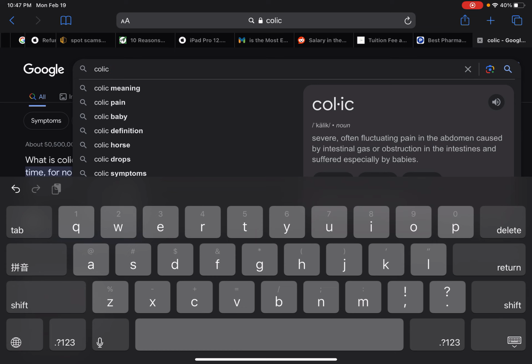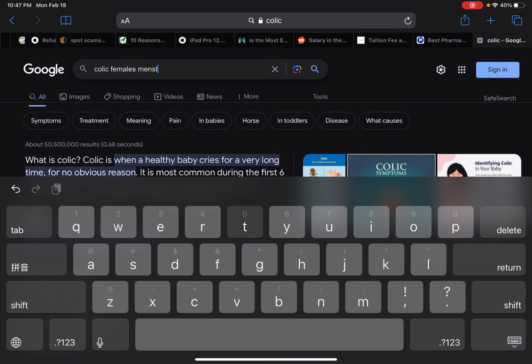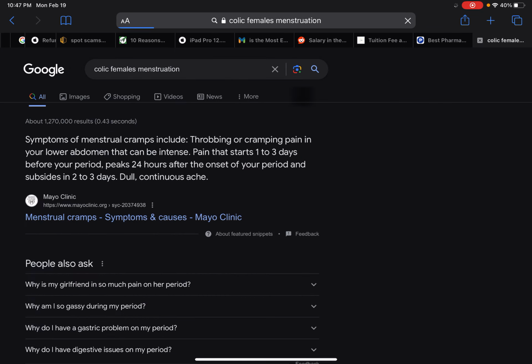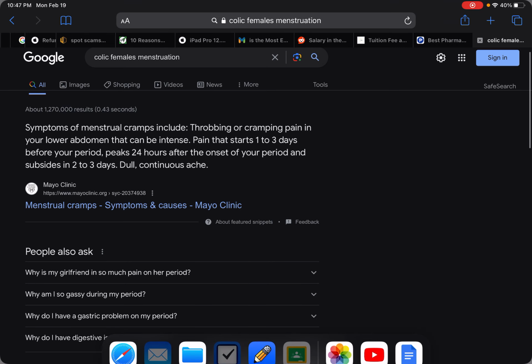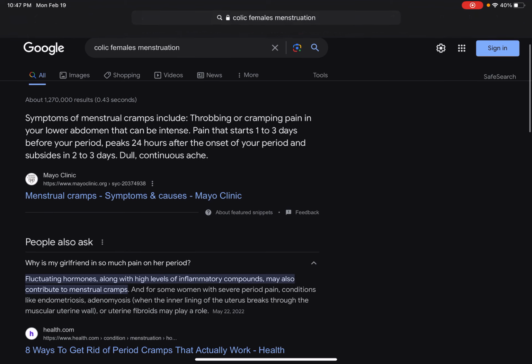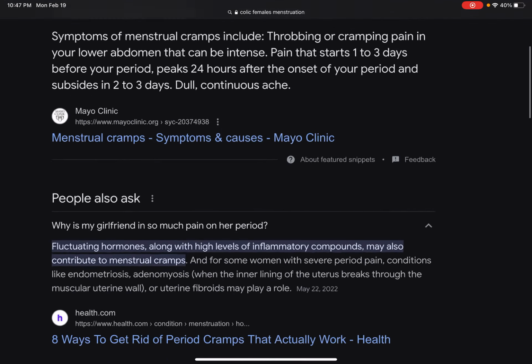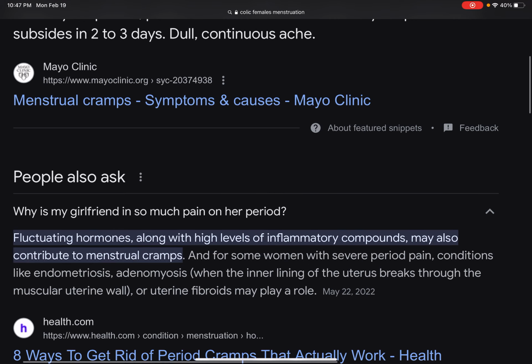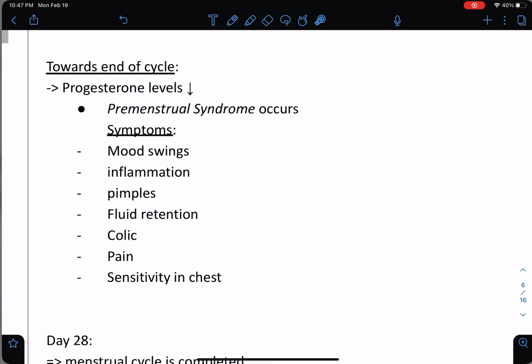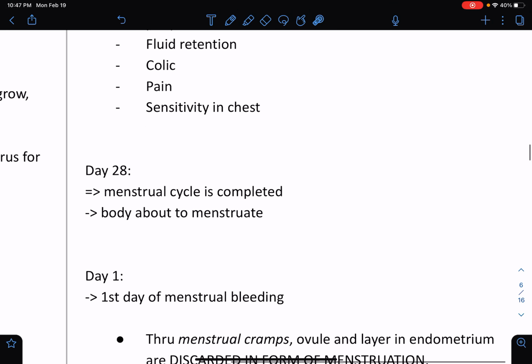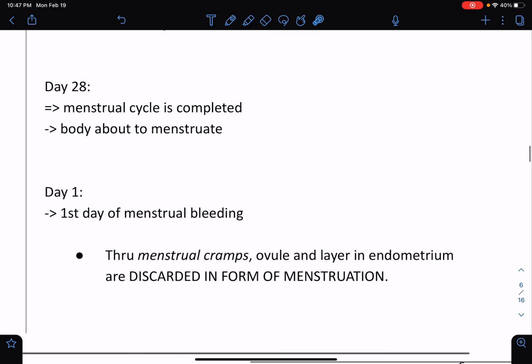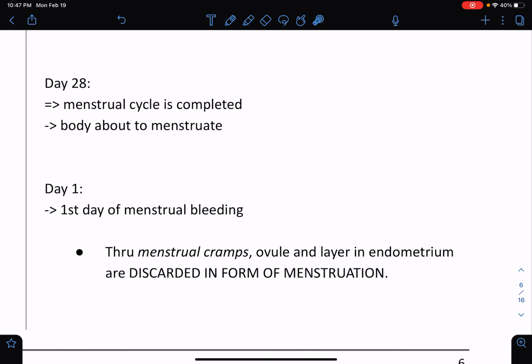Colic, in females, menstruation. Menstrual cramp. Fluctuating hormones. Yeah, it's painful, they say.